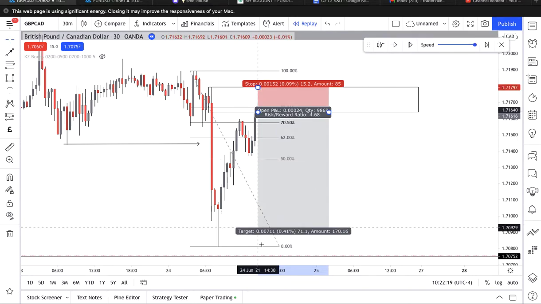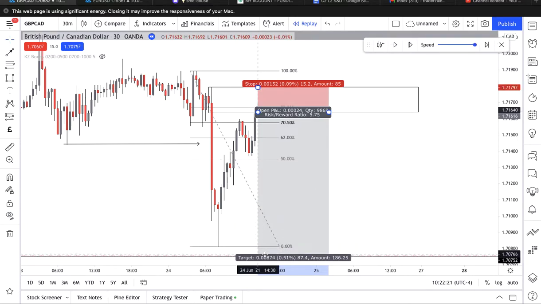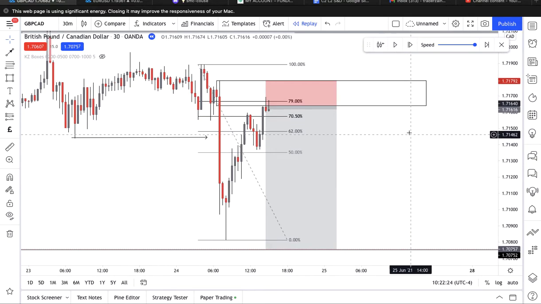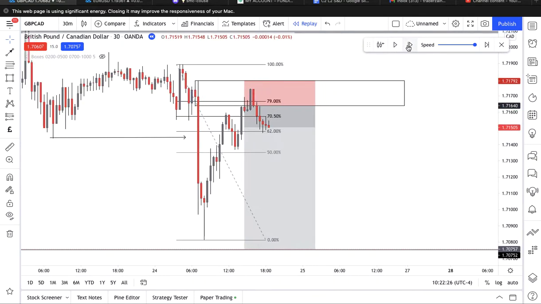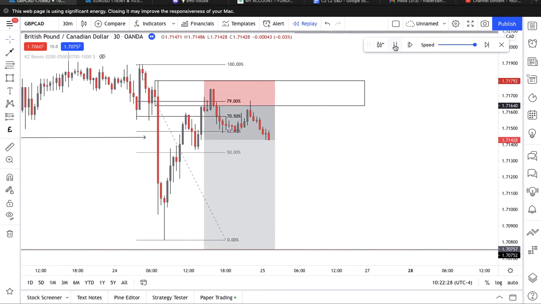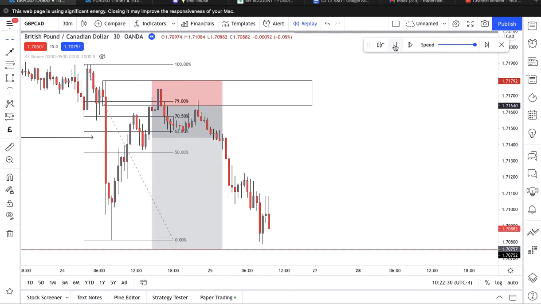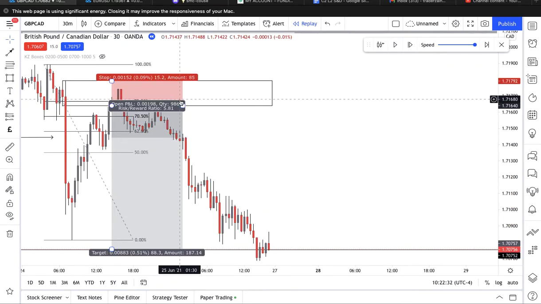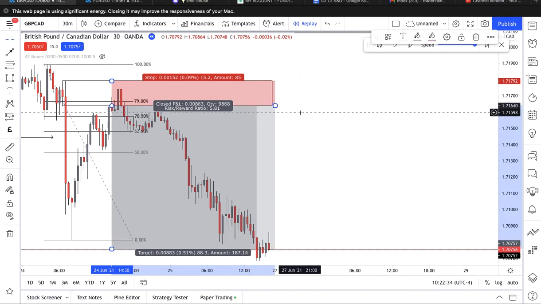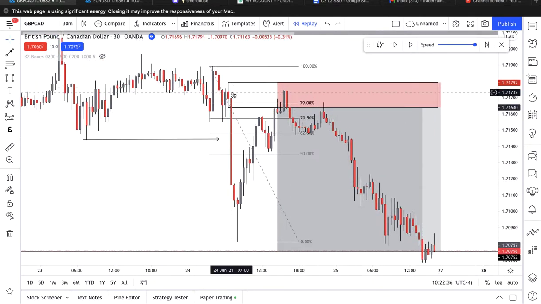And we'll target the low. Or we'll just target this area here. That already marked out. So let's see what happens. And boom. TP hit. Now does it make sense to why I selected this zone?